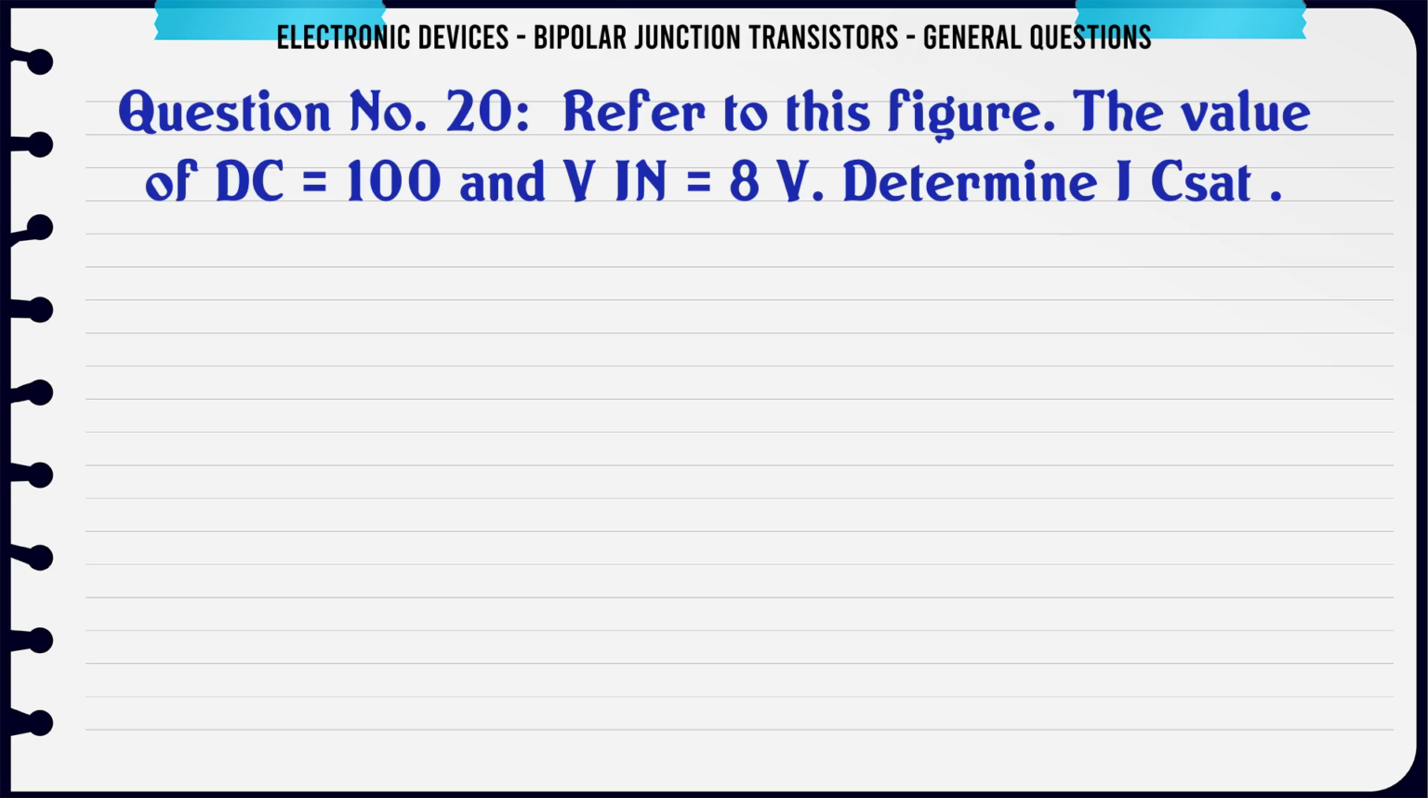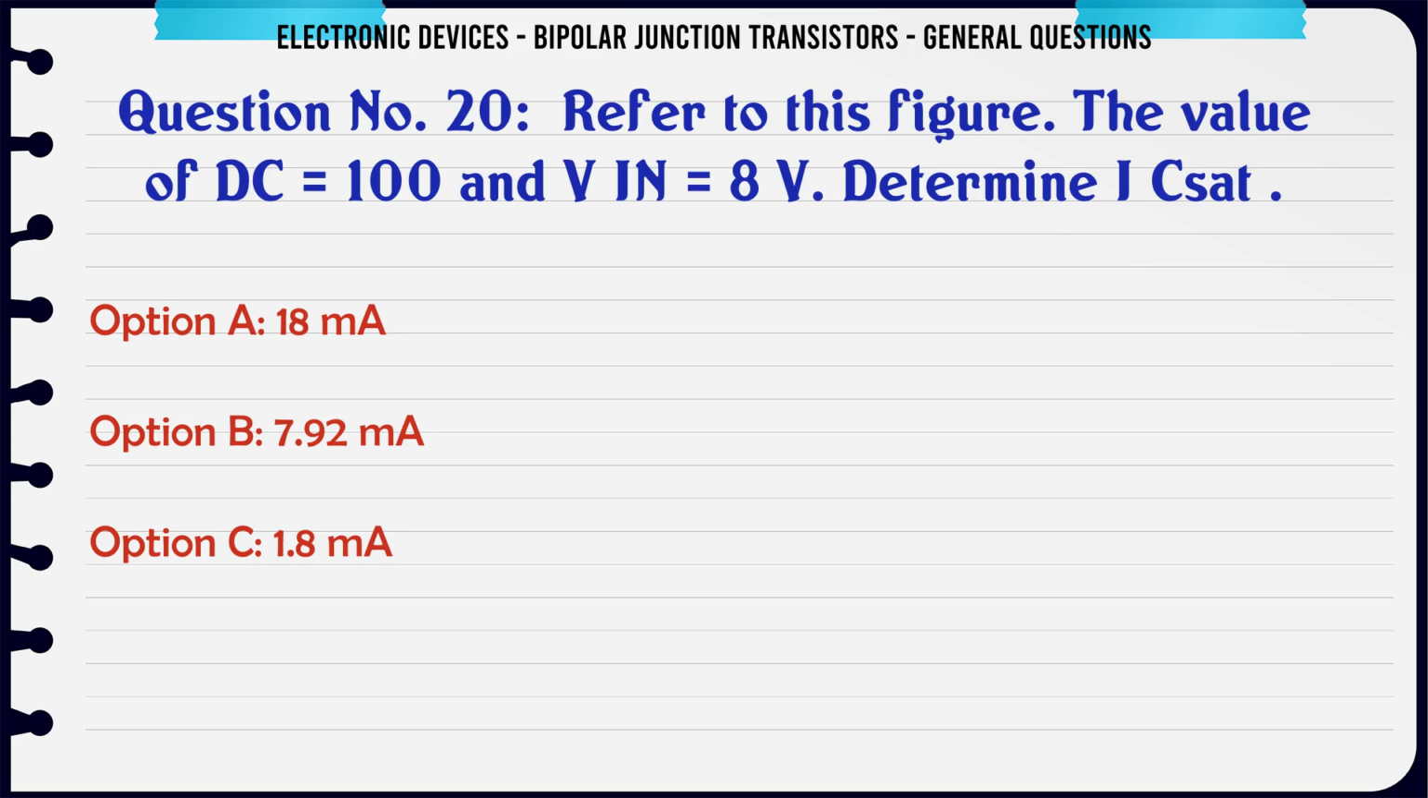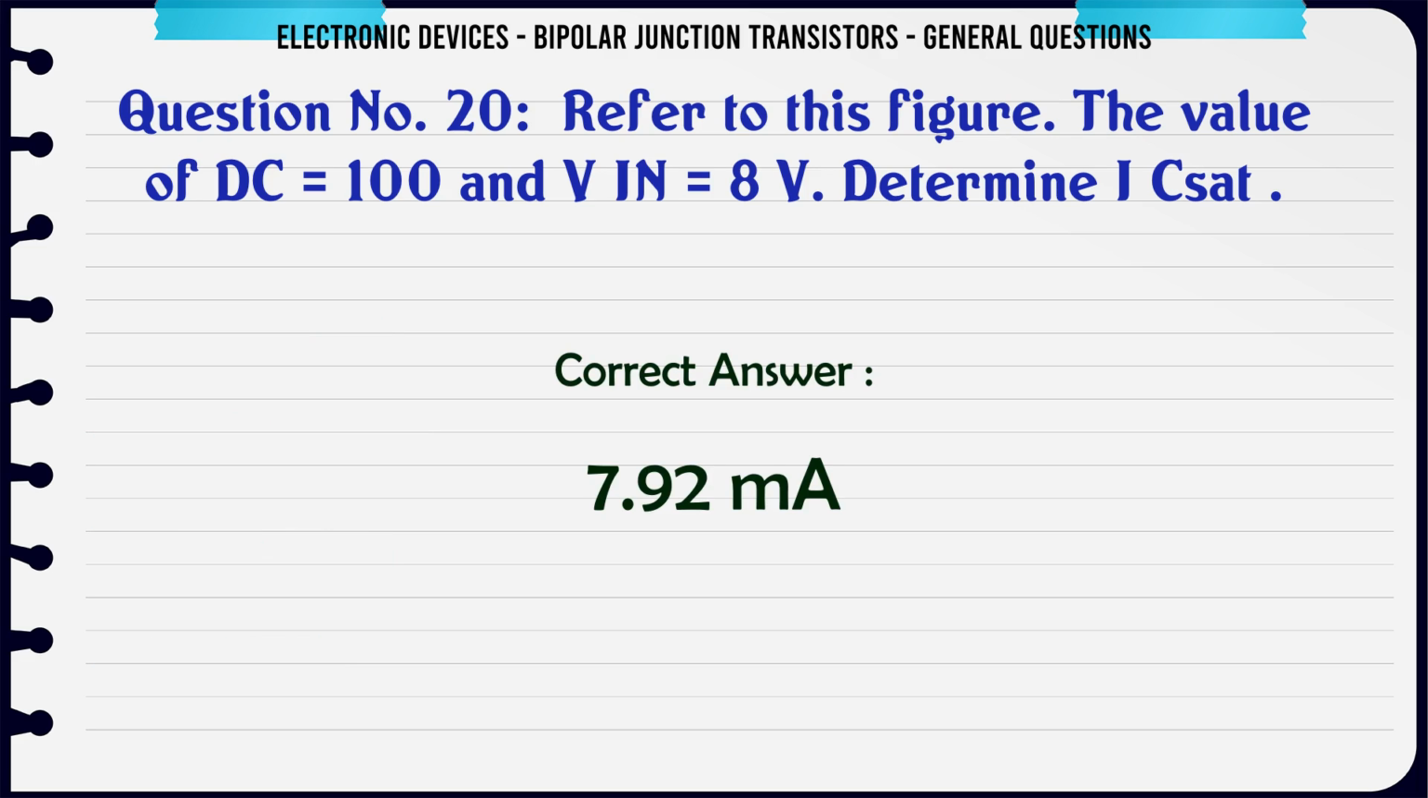Refer to this figure. The value of DC is 100 and Vin is 8 V. Determine ICsat. A 18 mA, B 7.92 mA, C 1.8 mA, D 8 A. The correct answer is 7.92 mA.